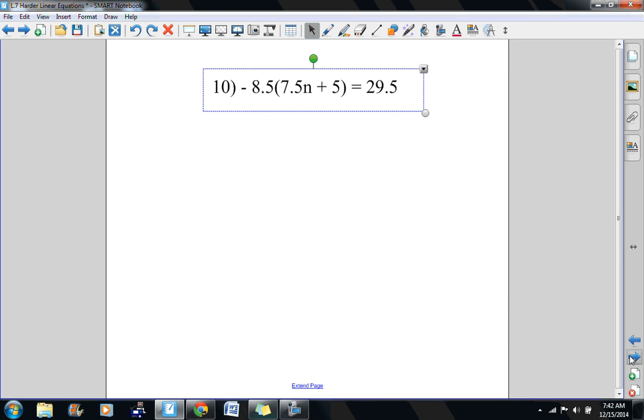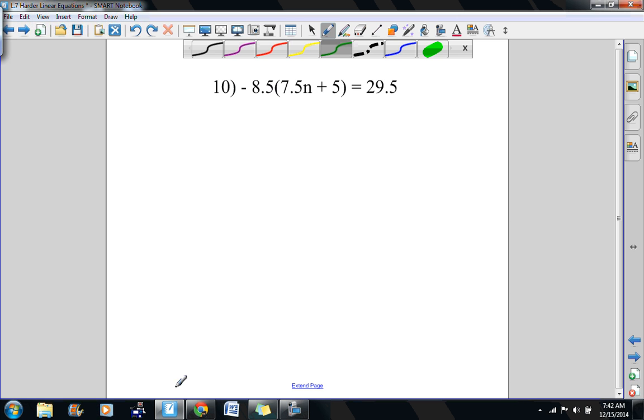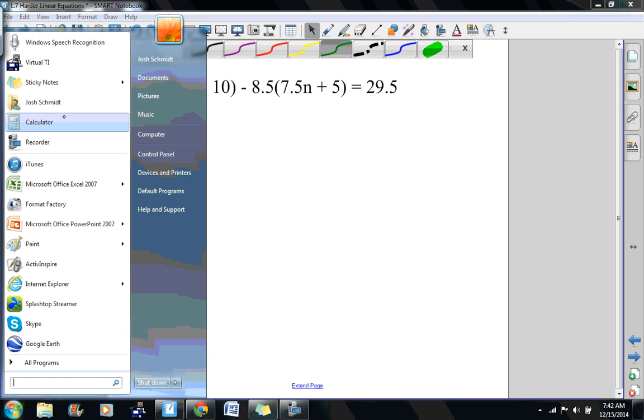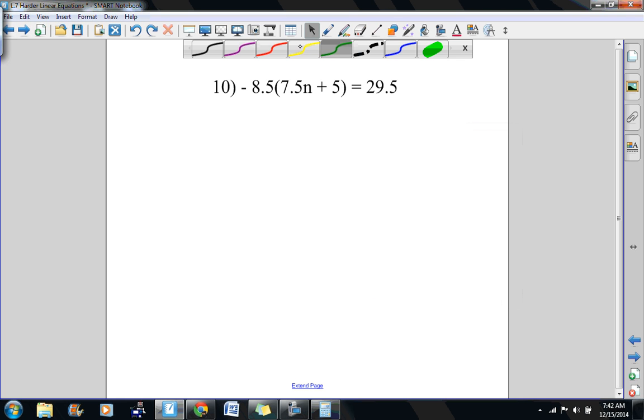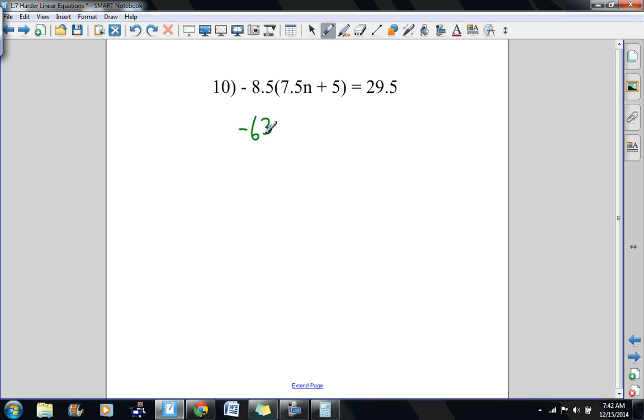So now for this one, we have to do distributive property as well. Now this is the time when a calculator is going to be awfully helpful. So I need 8.5 times 7.5, and that's 63 and 75 hundredths. So this becomes negative 63 and 75 hundredths n plus, now that's going to be negative 42.5. I'm pretty sure here.